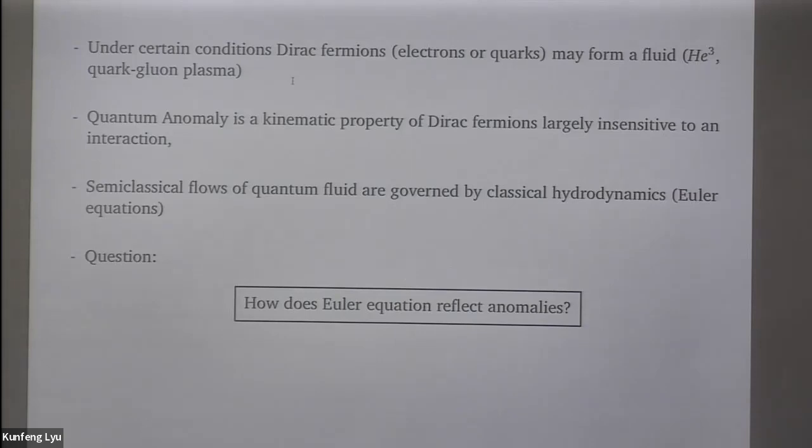When I say the word fluid, I mean the Euler equation. Fluid and Euler equation are the same thing. If I say the word fluid, it's a non-dissipative fluid. Then if fermions form a fluid under certain conditions, and fermions exhibit anomaly as a fundamental property of Hilbert space, the fluid must somehow show the same property. Is this true? And how does the Euler equation reflect anomalies? That's the subject of the talk. I will appreciate questions as I'm going.